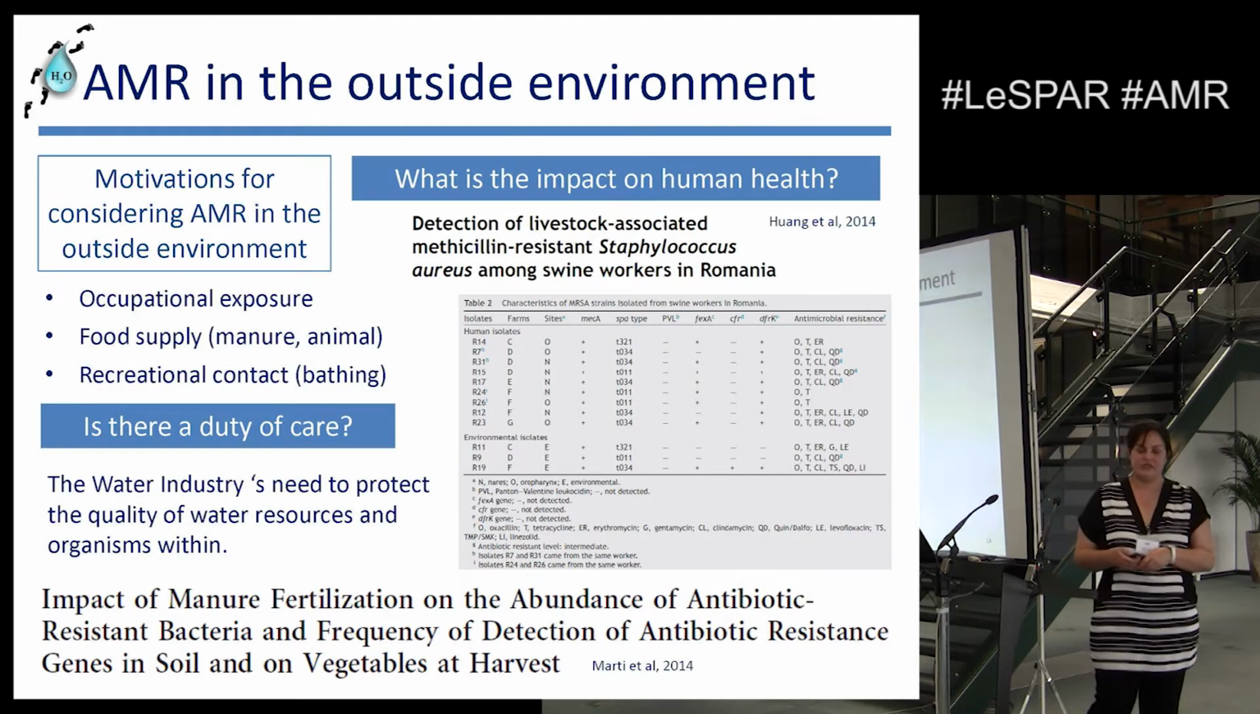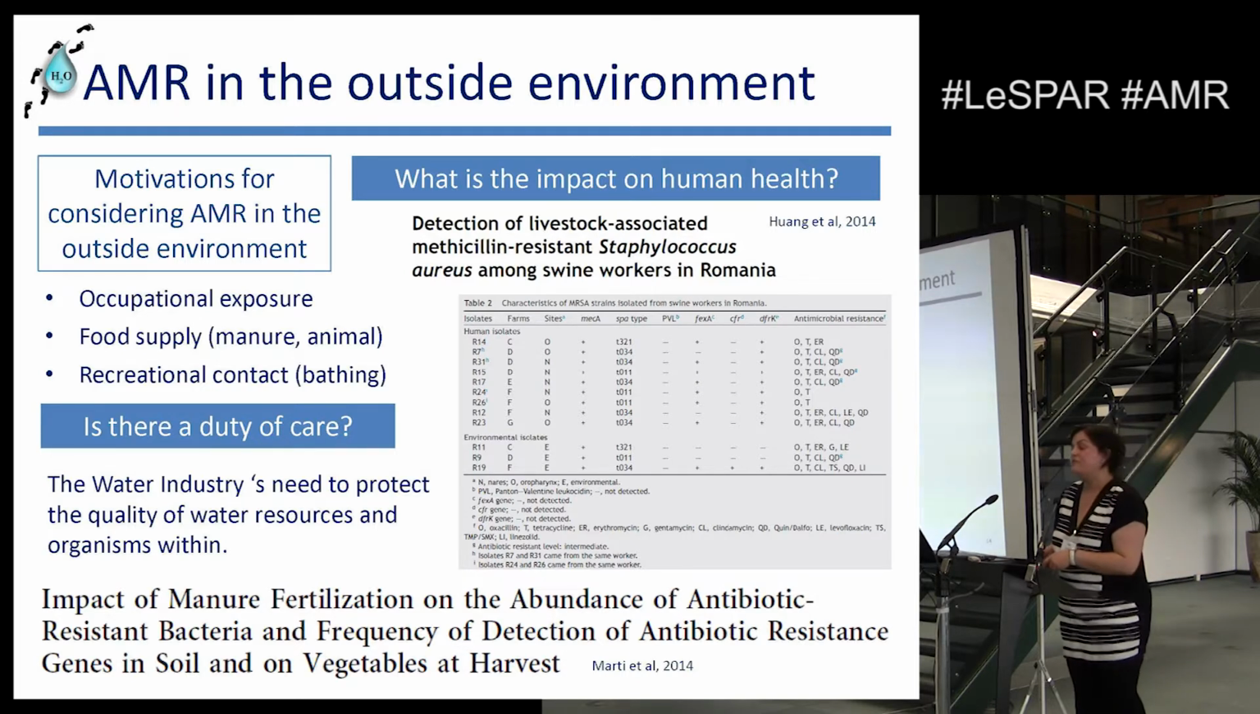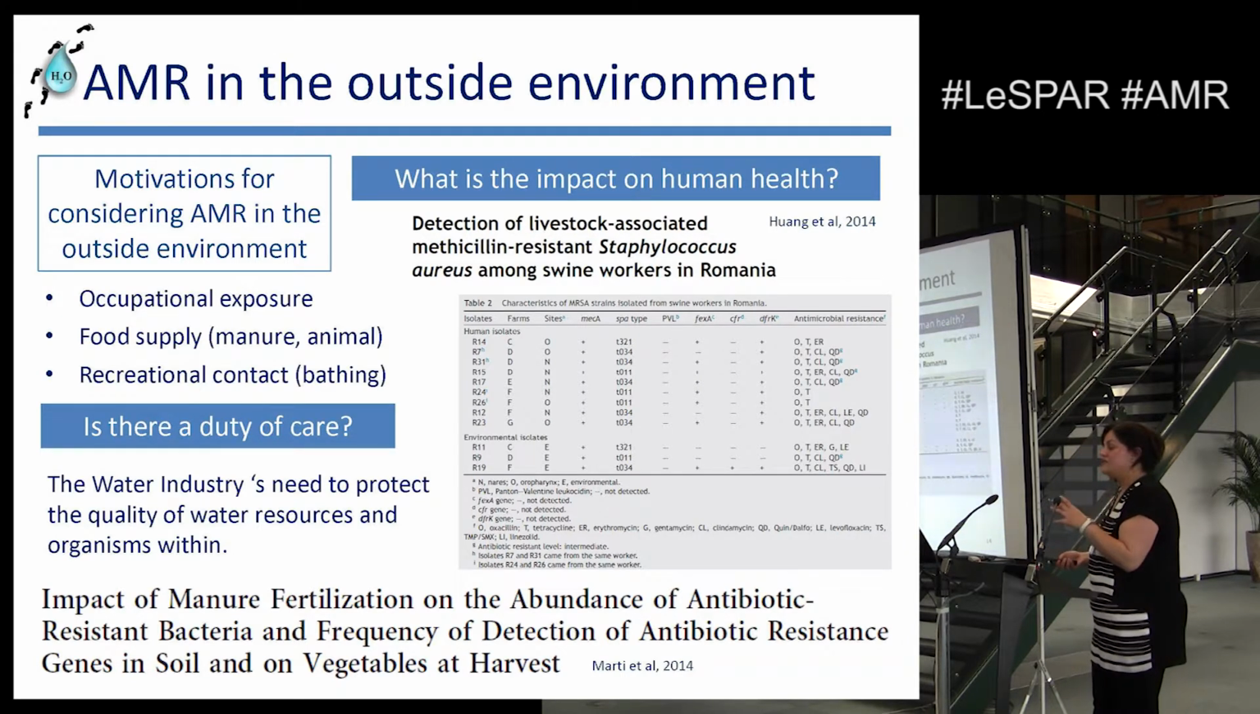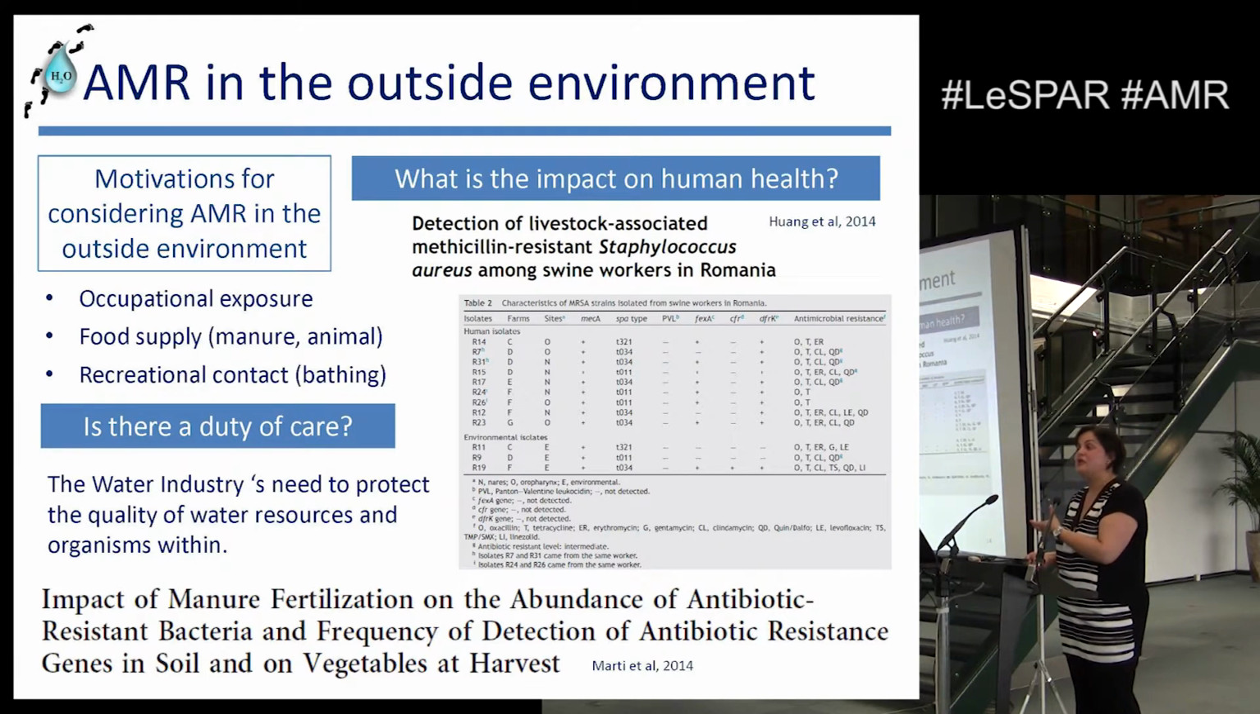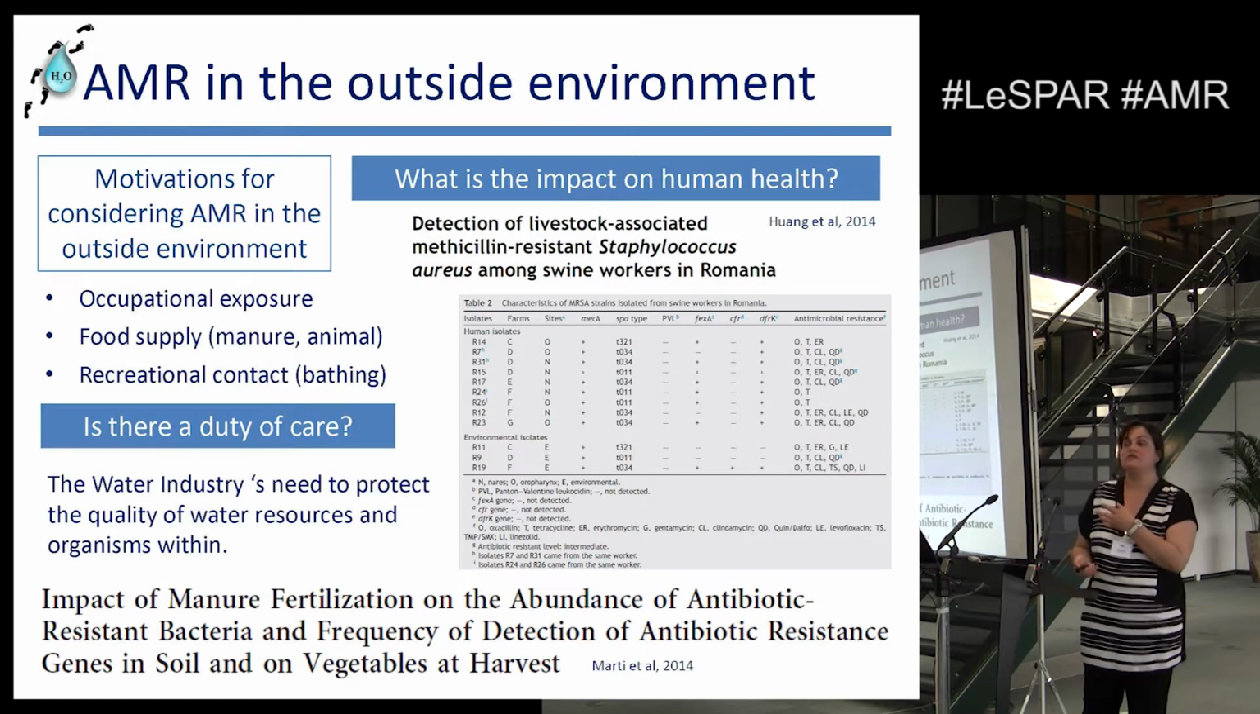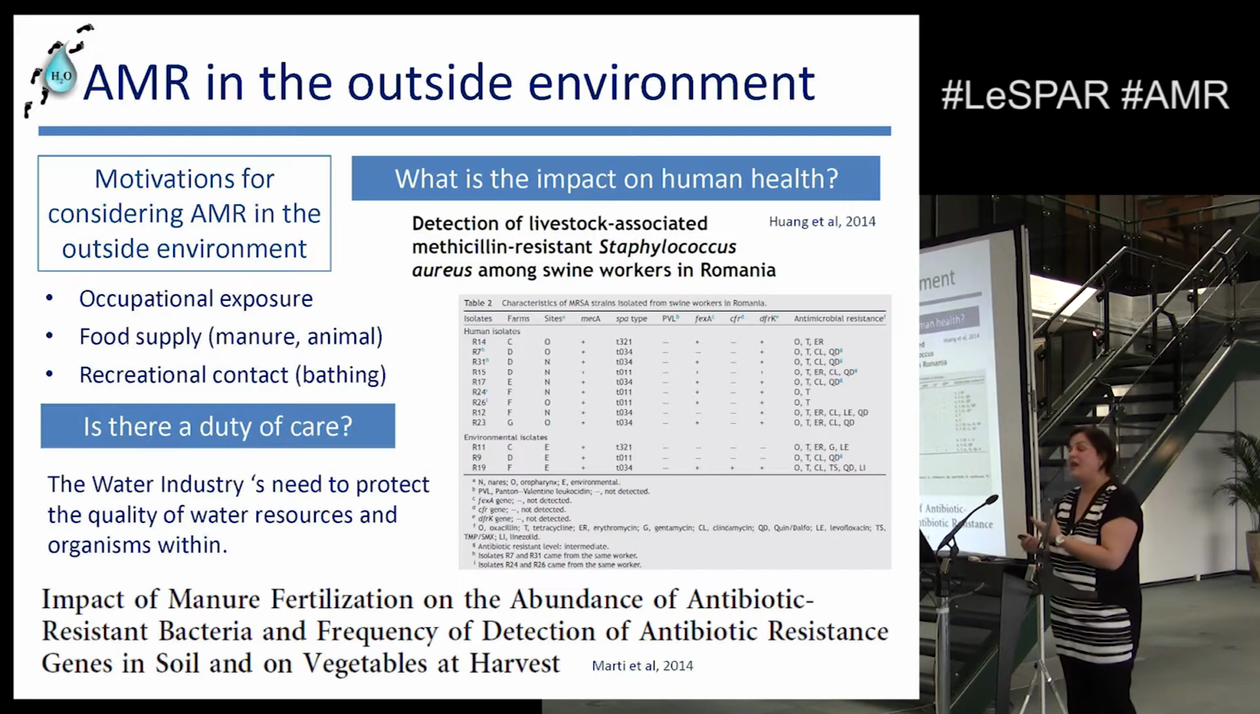So when you look at the motivations for considering antimicrobial resistance in the outside environment, our first and primary approach has been about the impact on human health and also on animals, which we might then eat. There are several routes with that. Some people have been looking at occupational exposure with those who work with piggies. Others have been looking at manure fertilisation and how that then impacts on soil and vegetables at harvest.